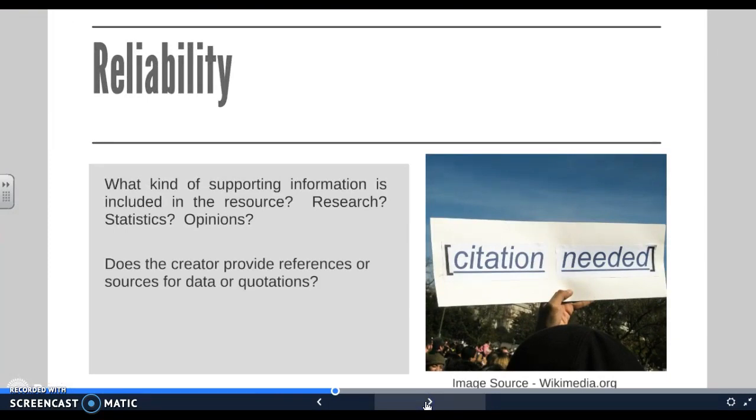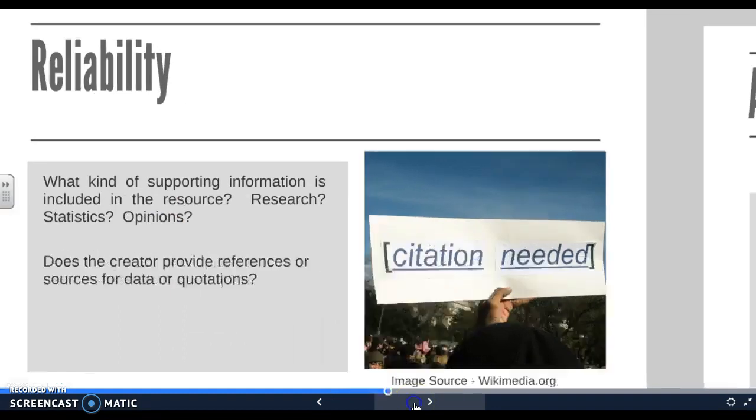And what that means is, is this information reliable? Do you have citations there? Do they reference where they got their data? Is there any other research there that provides support, whether it's statistics? Is it mostly just opinions? If you see a lot of opinions, then chances are it's not very reliable.